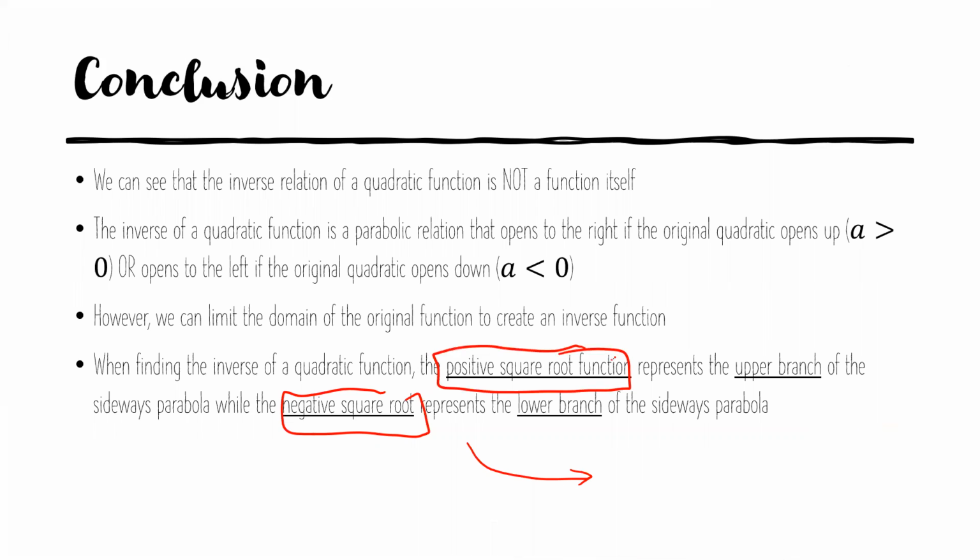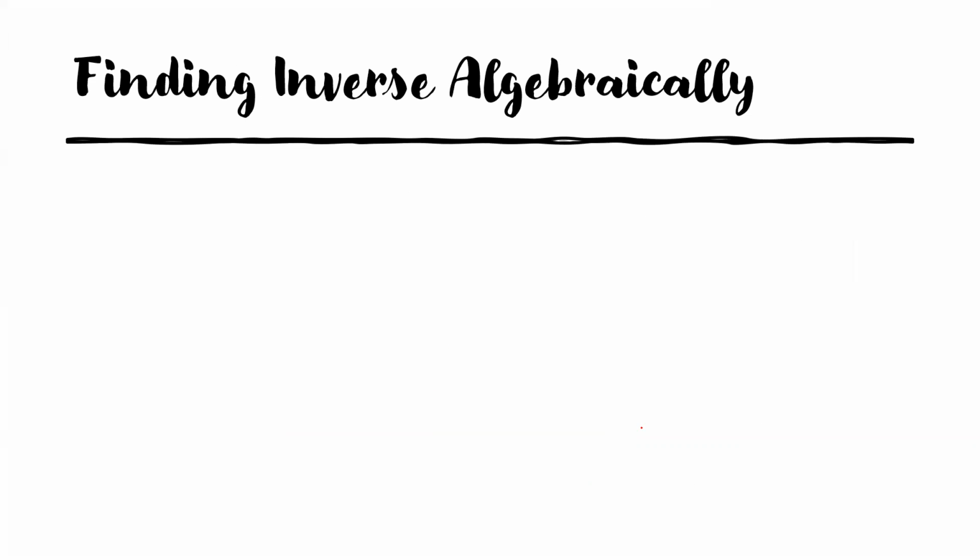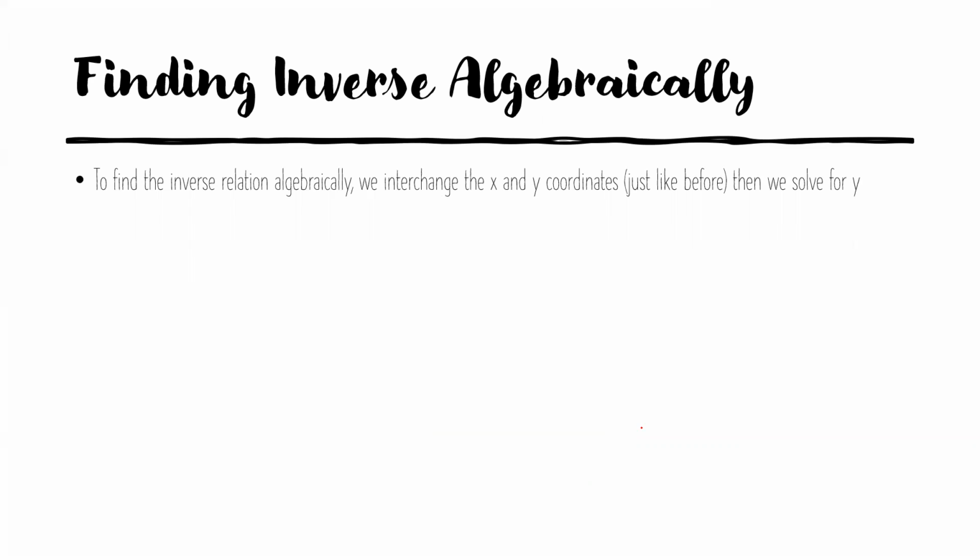And again, the positive square root function corresponds to the right-hand side of the parabola, and the lower branch corresponds to the left-hand side of the parabola. I hope that kind of makes sense so far. So what we do is to find the inverse algebraically, and I hope this makes sense. To find the inverse relation algebraically, we exchange the x and the y coordinates just like we did before, and then we simply solve for y.